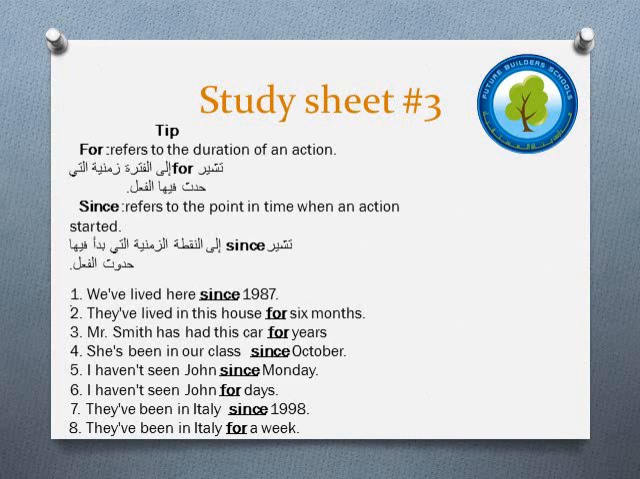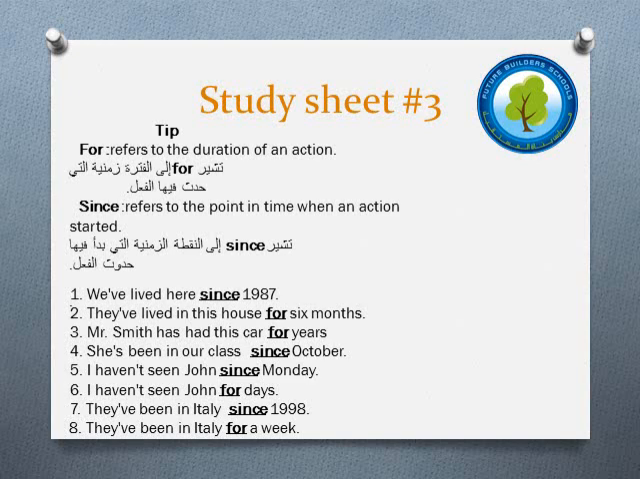Now, I'm going to explain each and every sentence so you can understand the use of both of them, for and since. Both of them mean منذ in Arabic. Now, sentence number 1. We've lived here since 1987. This is the point when the action started. هي النقطة التي بدأ فيها الحدث.